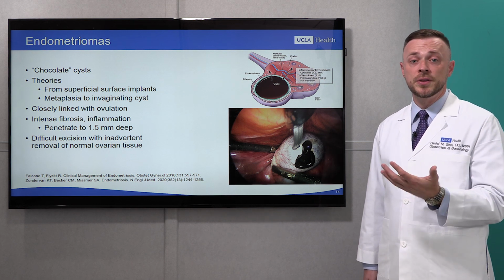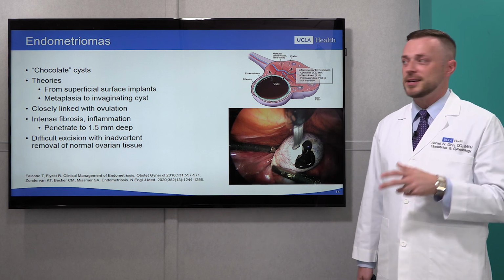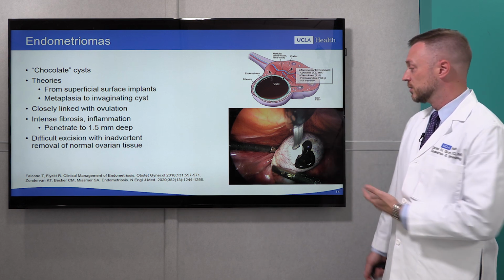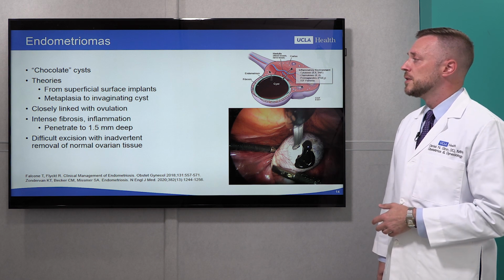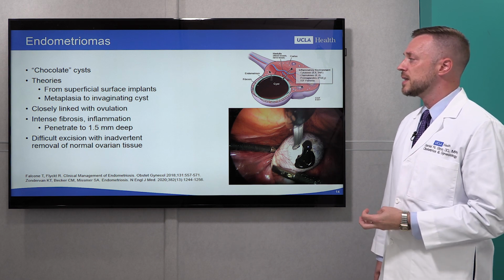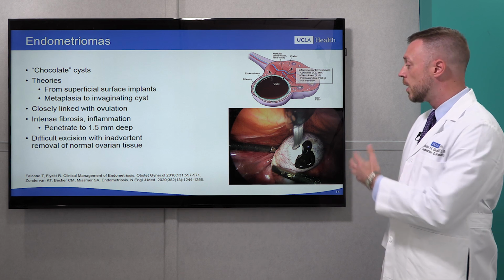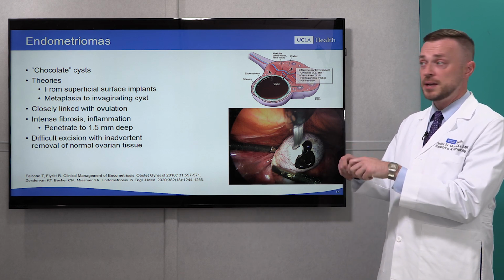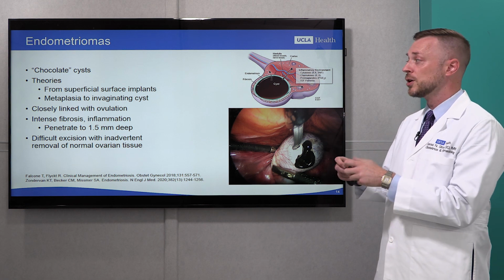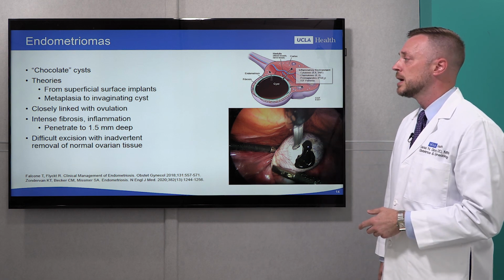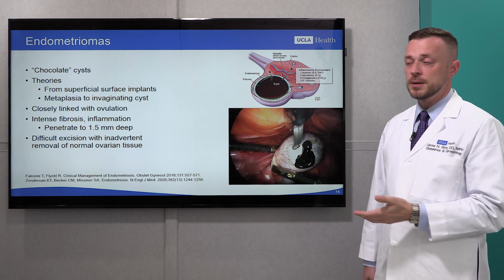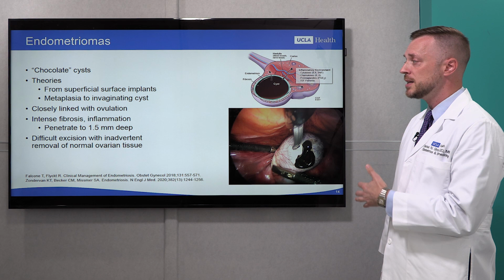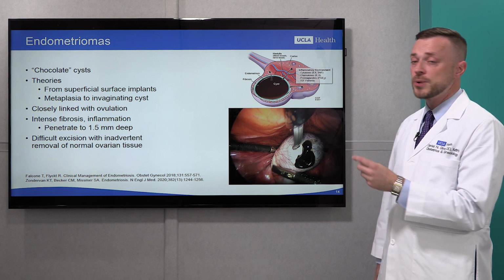Endometriomas are cysts on the ovaries. We call these chocolate cysts more traditionally because, as you see here, the fluid that comes out of one of these looks kind of like chocolate. The theories of why they exist are that they might come from superficial implants on the ovary themselves, or it might be where an implant from a cyst, then metaplasia, like we talked about earlier, turns into the wrong kind of tissue. These are closely linked with ovulation, meaning the more cycles you have, the more likely you are to form one. They can cause intense fibrosis and inflammation, and they can penetrate rather deeply.